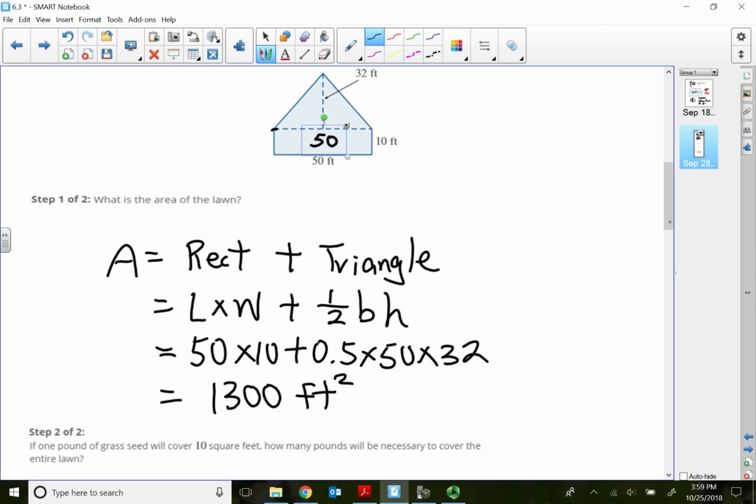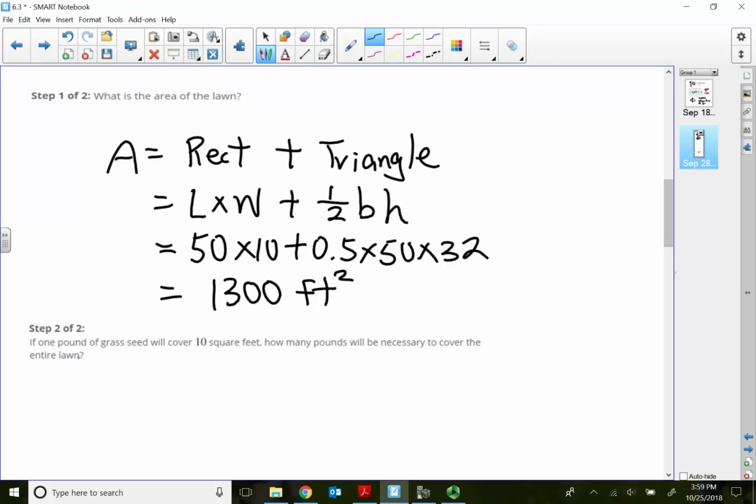All right, step 2 says if 1 pound of grass seed will cover 10 square feet, how many pounds will be necessary? So since I have a total of 1,300 square feet, and every pound will do 10, if I divide by 10 square feet, that will tell me how many pounds that will be. Dividing by 10 means move my decimal to the left one time. So that will be 130 pounds of grass seed.